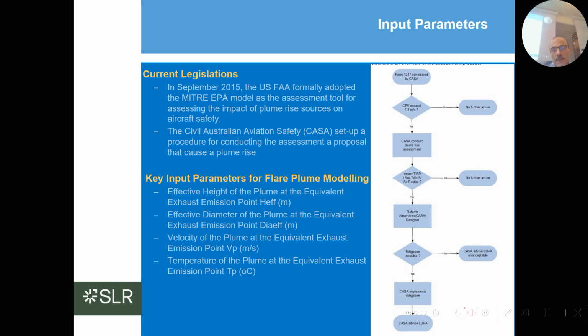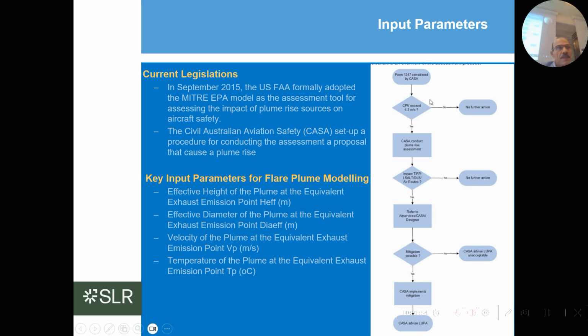To lower the risk of a plume rise on aircraft safety, legislation has been developed to assess the potential of a plume to affect the safety of aircraft operations. In 2015, the US Federal Aviation Administration adopted a modeling tool called MITRE EPA as the assessment tool for assessing the impact of a plume rise on aircraft safety. And the Civil Aviation Safety Authority in Australia set up a procedure to assess new proposals that cause a plume rise.